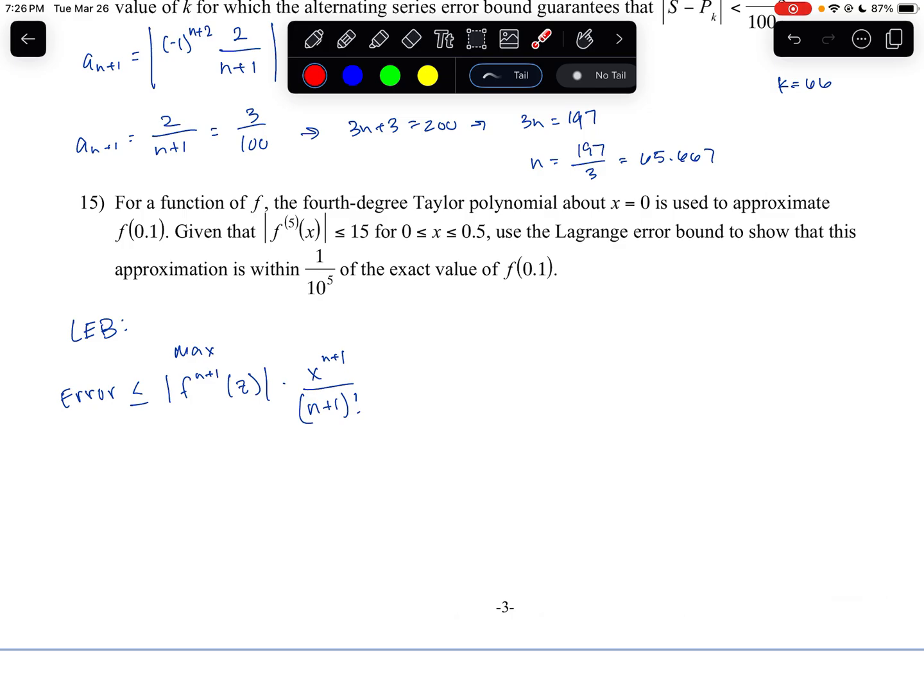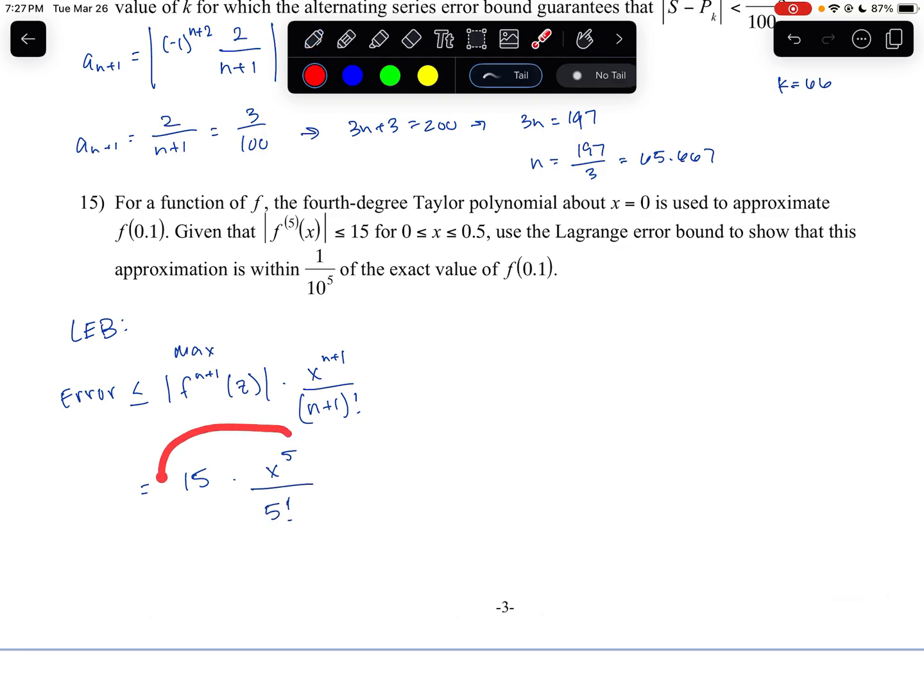Okay, a lot of it is very similar to the alternating series error bound, where we're looking to use the first omitted term. So if we're using the fourth degree Taylor polynomial to approximate f of 0.1, the first omitted term would be the fifth degree. Which is why they gave us all this right here. So the maximum value of my fifth derivative at some value of z, they're telling me this part. It's 15. The most it can be is 15. Okay? Times x to the fifth over 5 factorial.